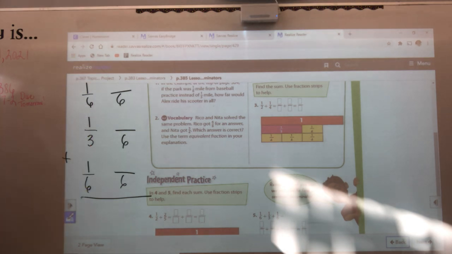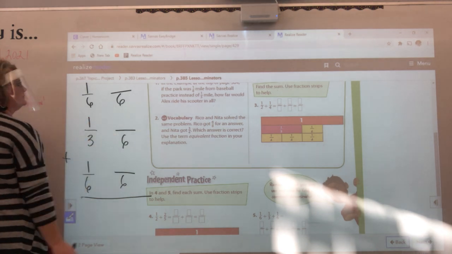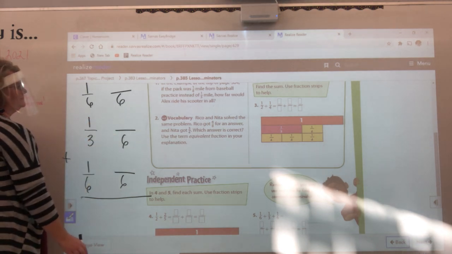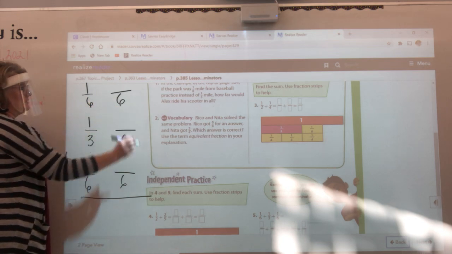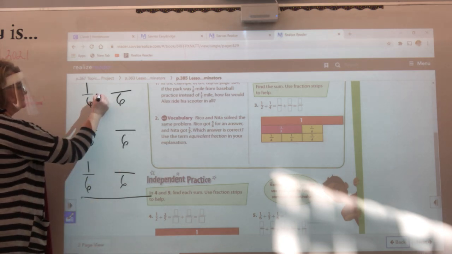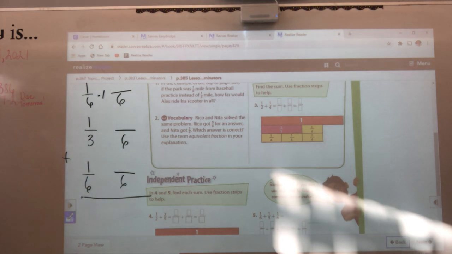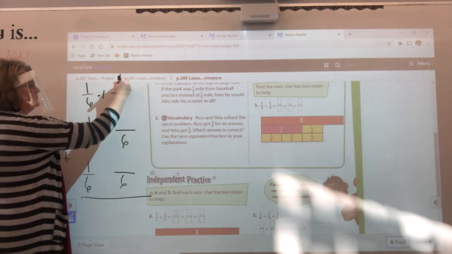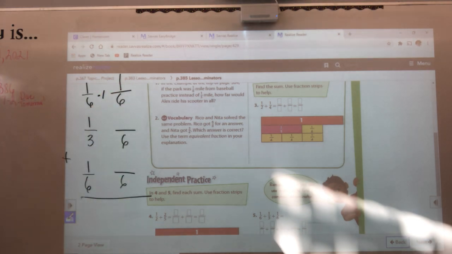So on the top fraction, Hope, how do I go from 6 to 6? You multiply it with 3. 6 times 3 gets me 18. Should have said times 1. 6 times 1 gets me 6. So if you multiply the bottom times 1, you got to multiply the top times 1. So 1 times 1 would get me 1.